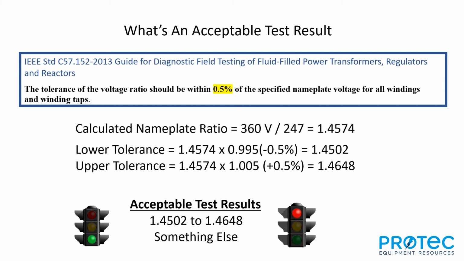If it's between 1.4502 and 1.4648, then we're all good. We've got the green light. We're good to go. If we fall outside of those, then we may have something else where we throw up a red flag and say, we need to understand why this is. And we can't put it back into service until we do, or can explain why it's not.